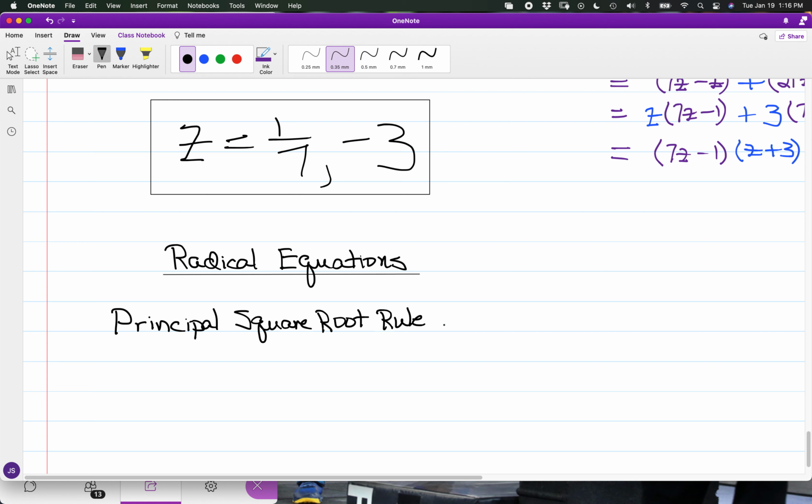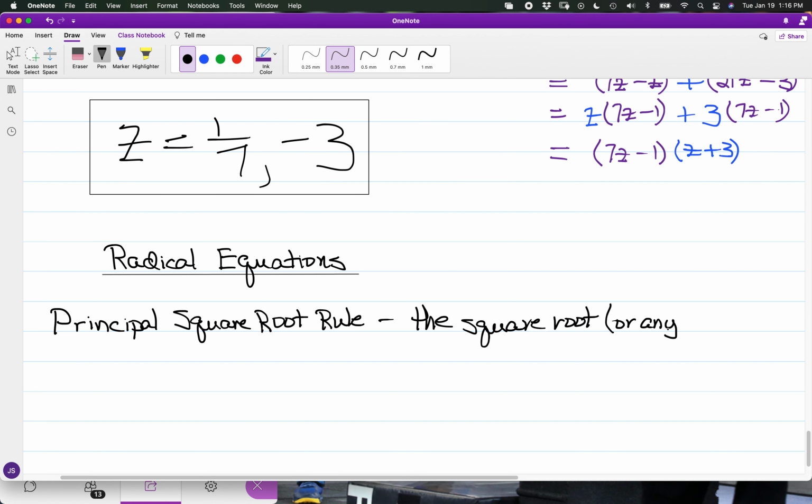And for the principal square root rule, this is going to state that the square root, or any even root for that matter, and what I mean, you have like the square root, fourth root, sixth root, eighth root, so you have the square root or any even roots of an expression cannot reduce to a negative constant.